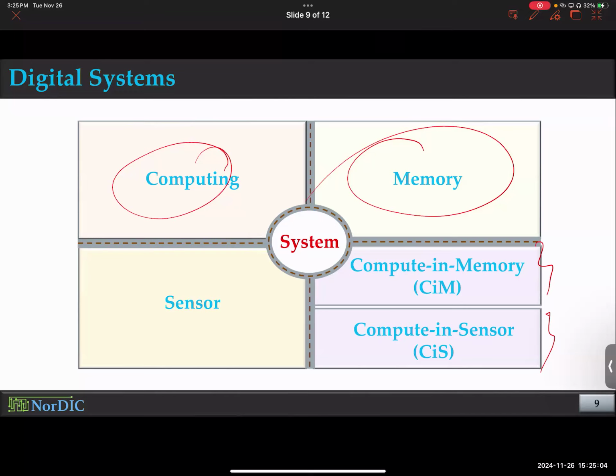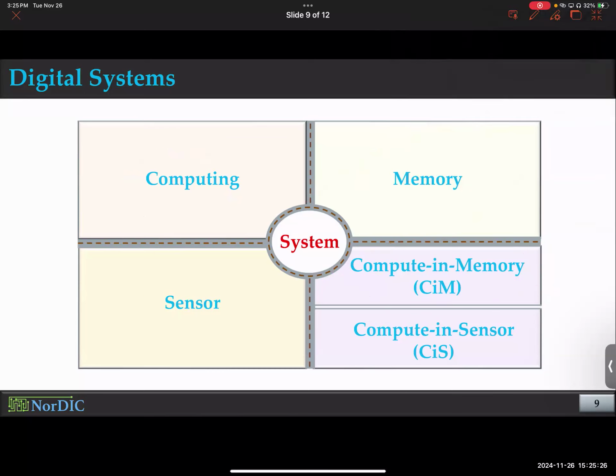But now we have a trend where people are merging processor and memory together. Even Apple is already doing it in some of their commercial products, because it takes too much time to bring the information from memory to the processor to actually compute. So now they're merging them together. This is the compute in memory field that is kind of getting a lot of attention right now, especially for AI. Similarly, in-sensor computing is getting a lot of attention.